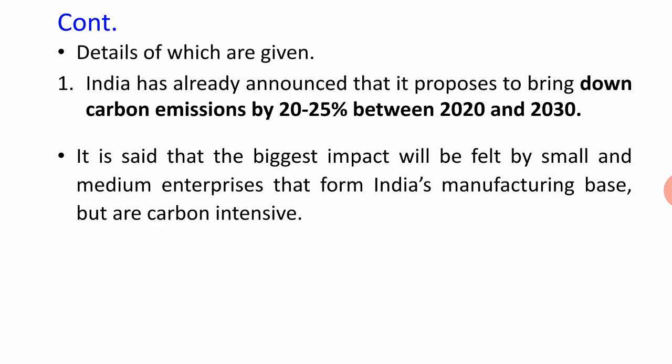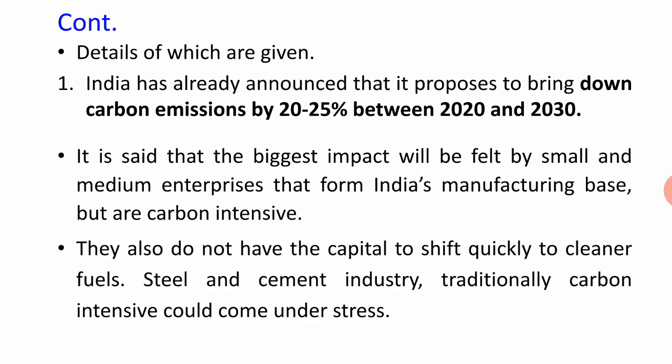It is said that the biggest impact will be felt by small and medium entrepreneurs. In this case, what will happen? They are not able to develop their own technology to control the carbon emissions, or other kinds of green belts. Carbon sinks are not developed. They form India's manufacturing base, but it is also carbon intensive. So while implementing this 20 to 25% reduction, mostly they are going to concentrate on the small and medium enterprises. They also do not have the capital to shift quickly to clean fuels. Steel and cement industries and traditional carbon-intensive industries could be under stress.